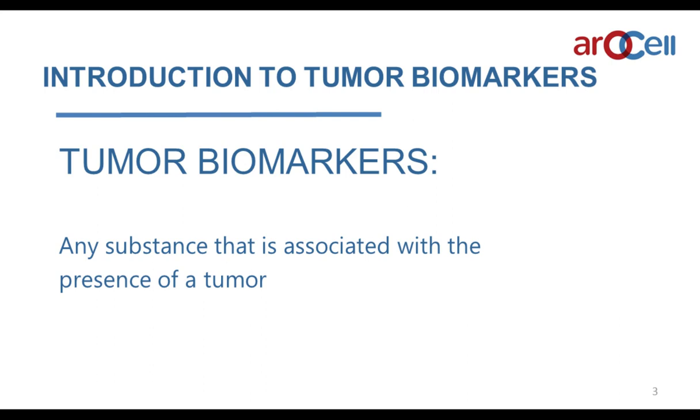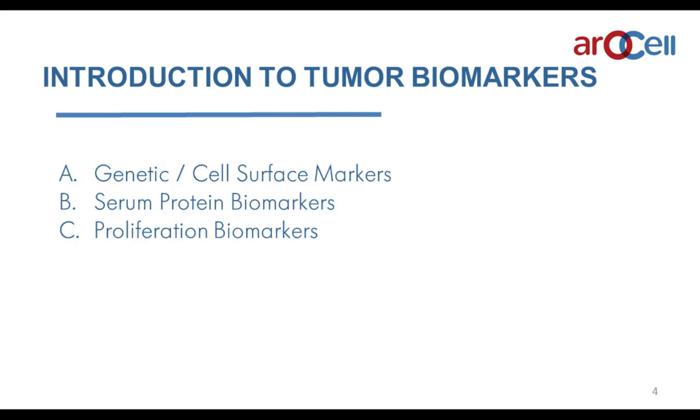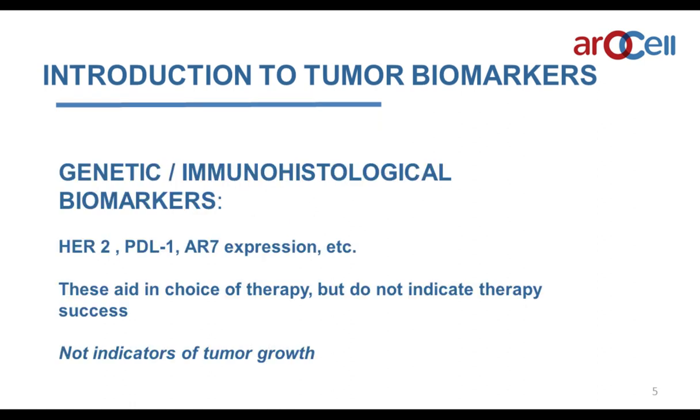So what is a tumor biomarker? It's any substance that's associated with the presence of a tumor. There are only three sorts I'm going to talk about now: genetic cell surface markers, serum protein markers, and proliferation biomarkers. I know there are other biomarkers such as metabolomics, but I'm not going to discuss them today. Talking about genetic or immunohistological biomarkers, and there are a lot of these, HER2, PD-L1, AR7, and others, they aid in the choice of therapy, but they do not indicate therapy success, and they're not indicators of tumor growth.